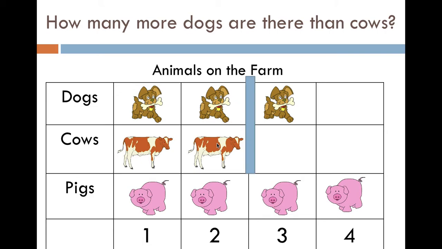And that blue line just shows that there are 2 dogs and 2 cows, but the dogs just have 1 more than the cows.